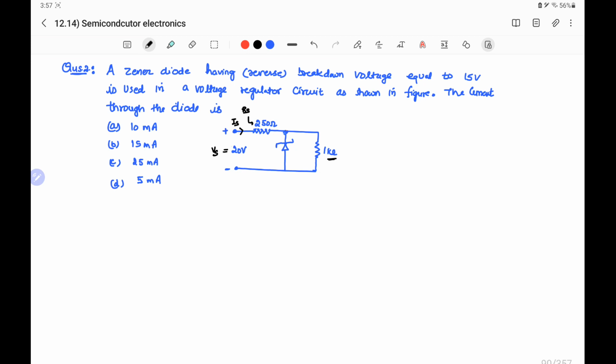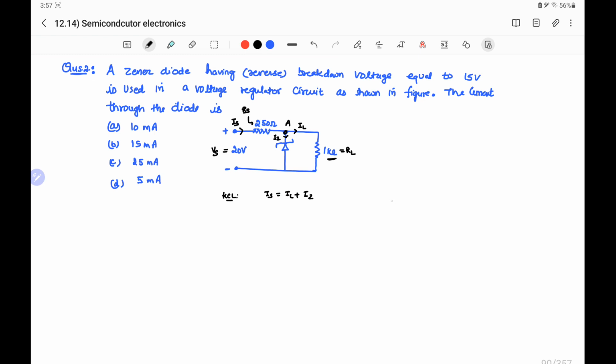This source current, when it reaches junction A, breaks into two components. One is through the 1 kilo ohm, which is the load resistance RL. So this current, suppose, is IL, and the current through the Zener diode is IZ. Using Kirchhoff's current law, the incoming current should equal the outgoing current at a junction point. So at junction A, incoming current is IS, and it will be equal to IL plus IZ.